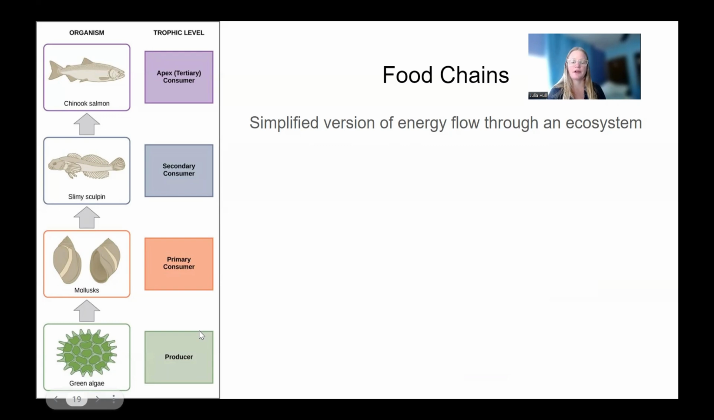Here we have a simplified food chain of a freshwater system. At the bottom, we have our primary producer, which is a green alga. Those algae are consumed by mollusks. And then those mollusks are consumed by a secondary consumer. And eventually these secondary consumers are consumed by a tertiary or maybe an apex consumer.